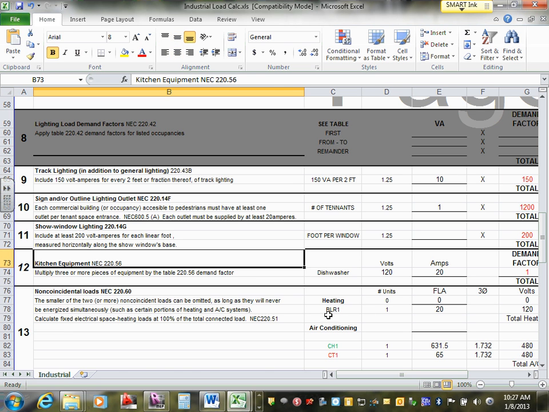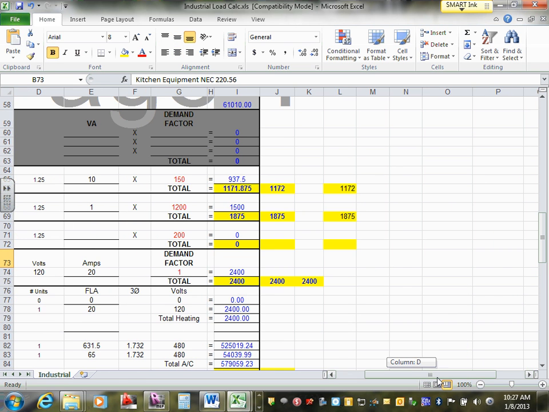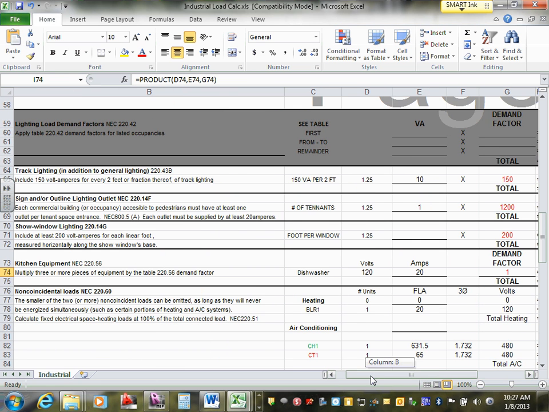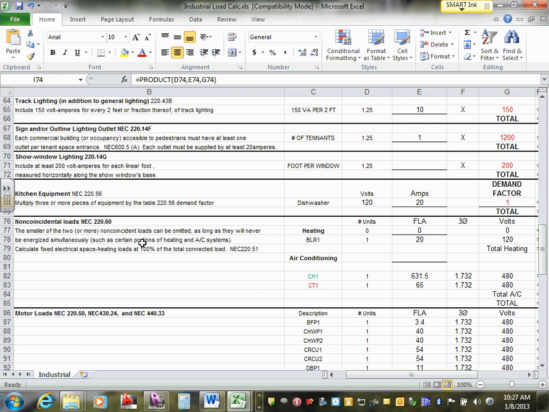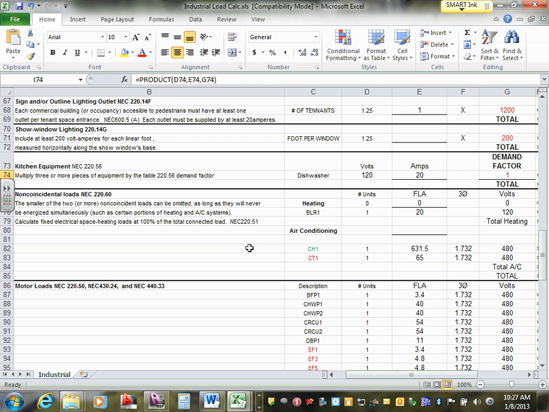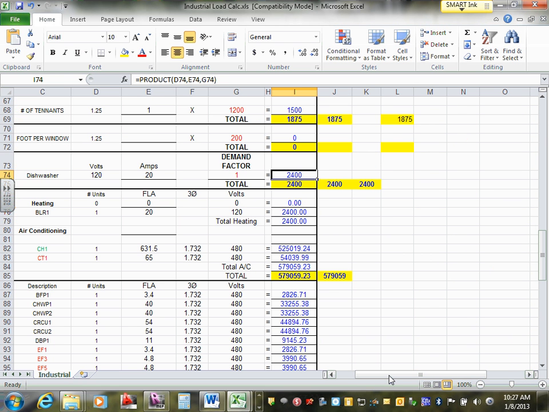Let's go to the kitchen equipment. I put a 20 amp circuit for kitchen equipment here that gives me 24, for whatever is there. Just a little bit, not a whole lot. Then I move into non-coincidental loads. Non-coincidental loads, guys, these are the heating and the cooling. So you just hit one, just one load.